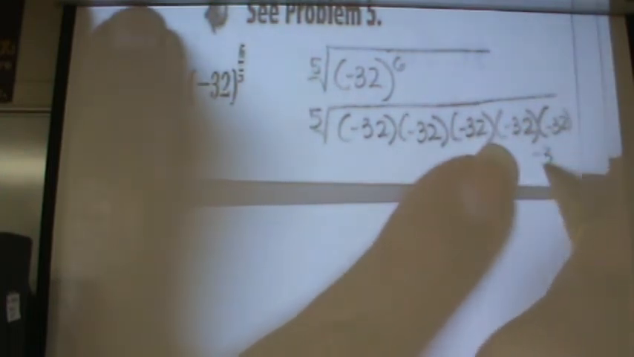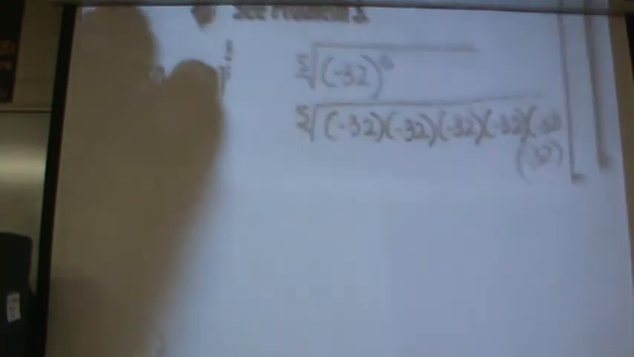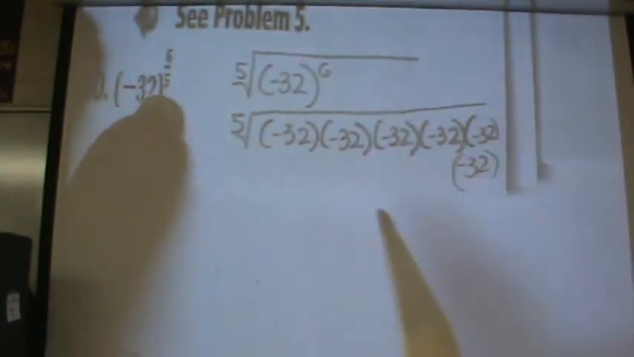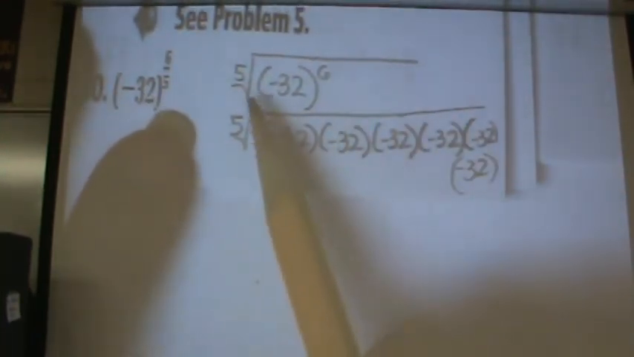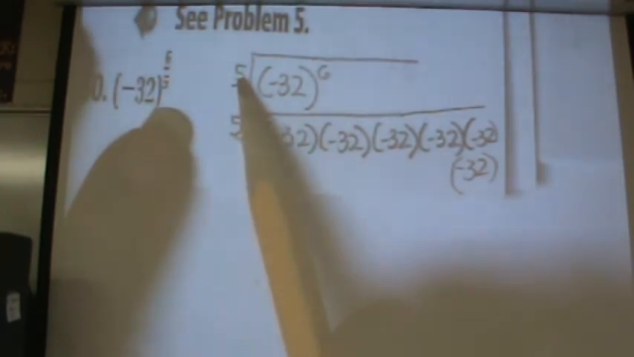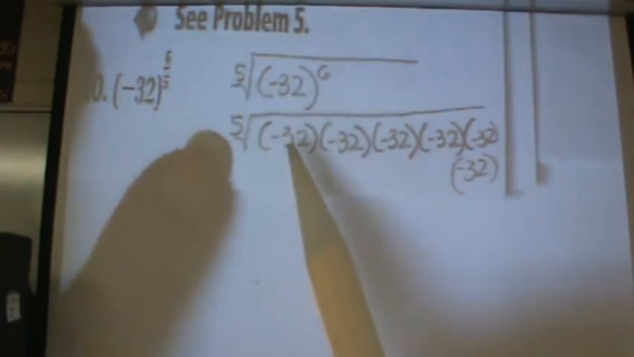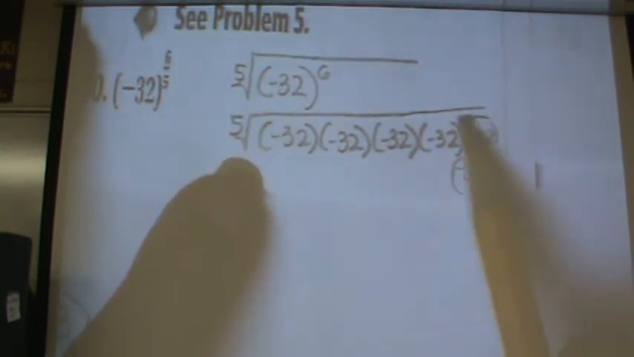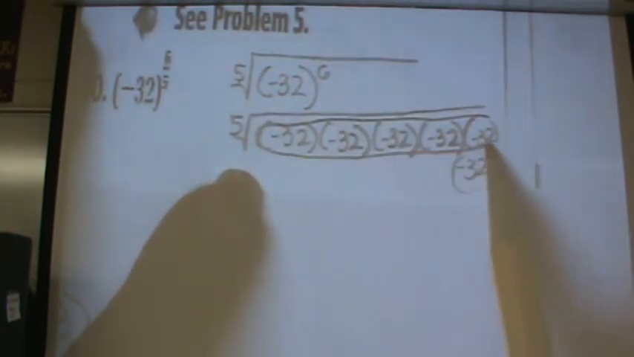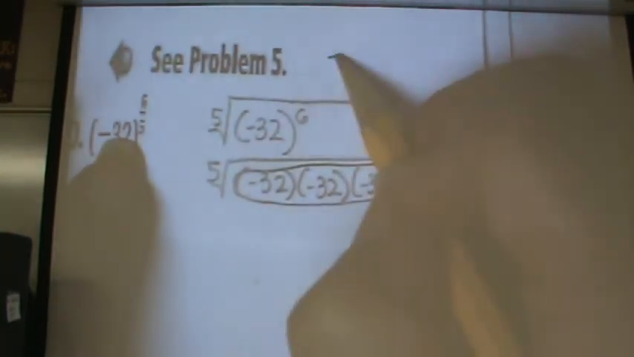So you may not have to write this out, but for those of you that need to see it written out, I want you to visualize this. How many of a kind do I take out? What am I looking for? 5. Do you have 5 of the same? Yes. 5 what? 5 negative 32. So we're gonna take out negative 32.